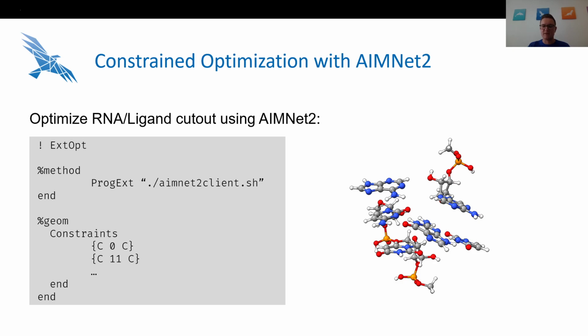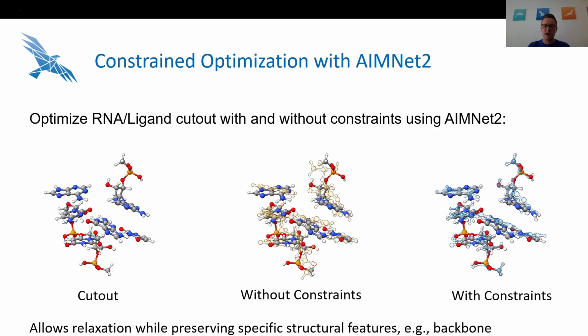In this case, for this RNA ligand cutout, when you have the normal cutout on the left and you do the optimization without constraints, you lose a lot of structure from the backbone. When you constrain the backbone, this does not change. So this allows relaxation while preserving specific structural features, for example, the backbone in an RNA.